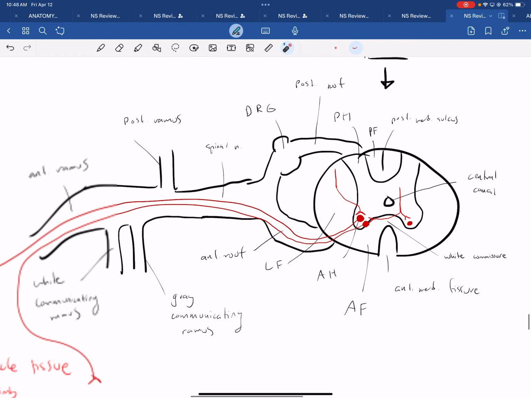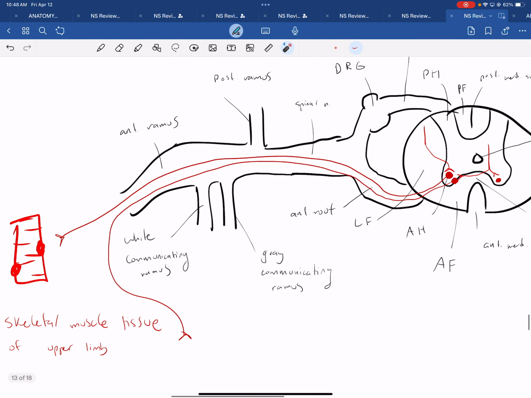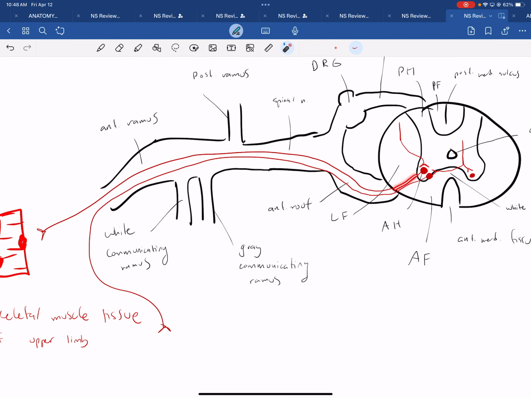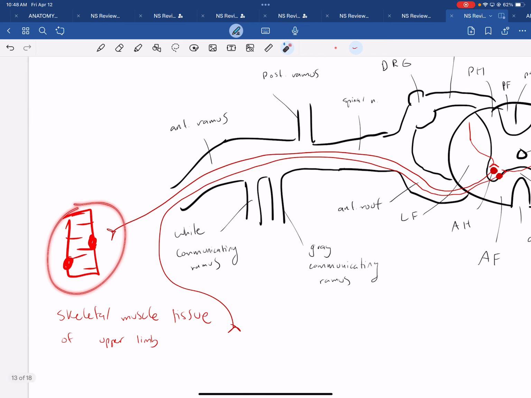And then what happens is, well, it's pretty straightforward after that. It leaves through the anterior rootlets, anterior root, spinal nerve, and then depending on the muscle, if it's a muscle of the back, it goes through the posterior ramus. If not, it goes through the anterior ramus, and then it innervates whatever that muscle is, right? Skeletal muscle tissue of upper limb is the example that we chose here, right?